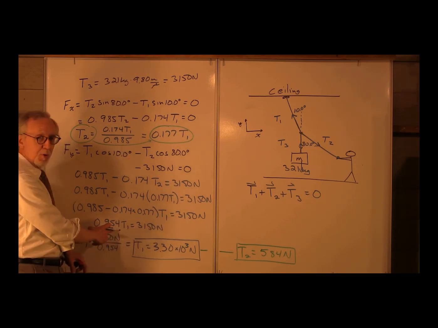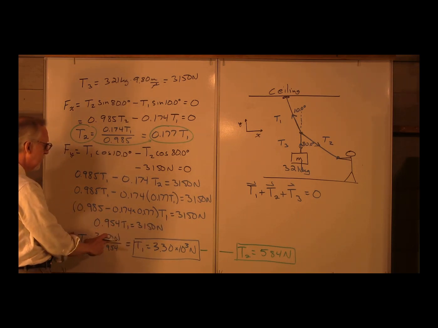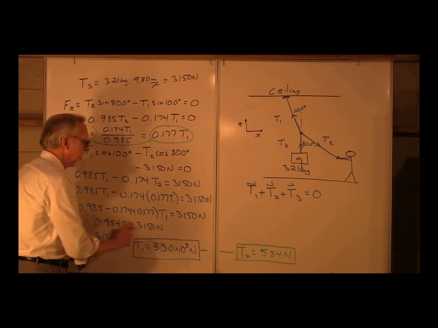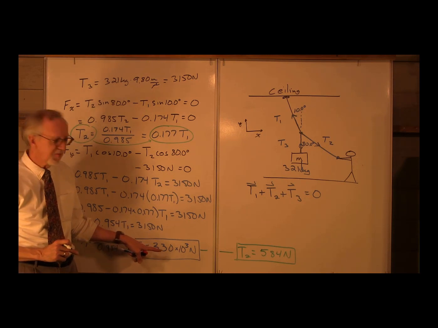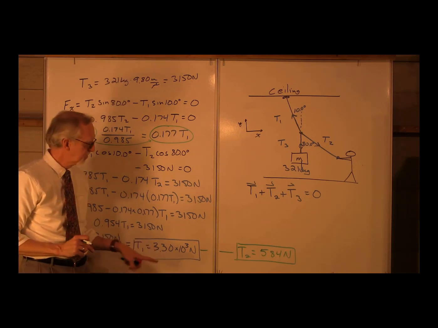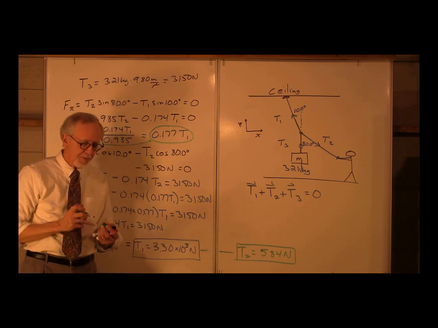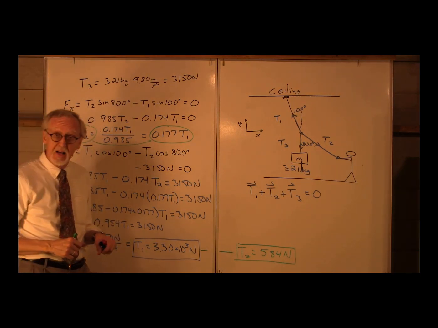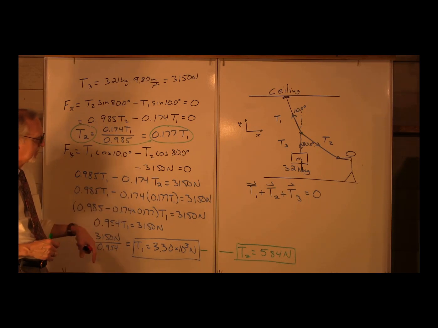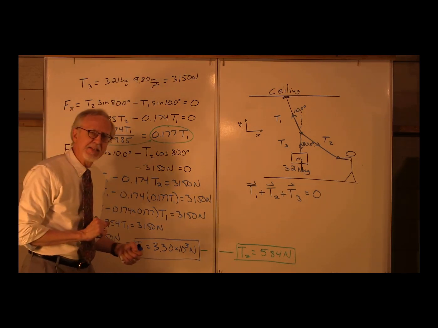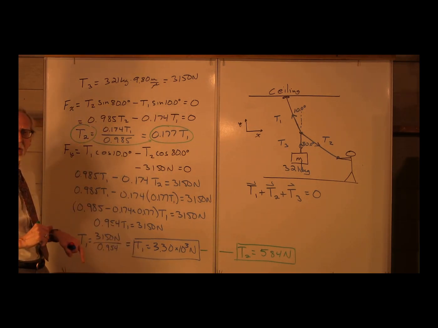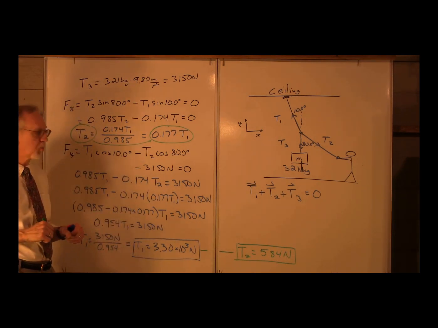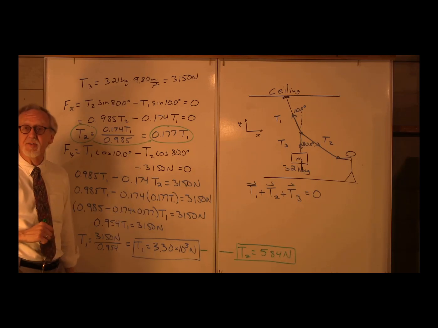Dividing both sides by 0.954, T1 is 3150 newtons divided by 0.954, or T1 is, and I had to write this in scientific notation to get my 3 sig figs, 3.30 times 10 to the third newtons. Whew, that was a bit of algebra, a bit of mathematics there, but I hope it made sense. You might go through it a little more slowly, do it on your own, and make sure all of those things work out. Hopefully that will give you the same answer.